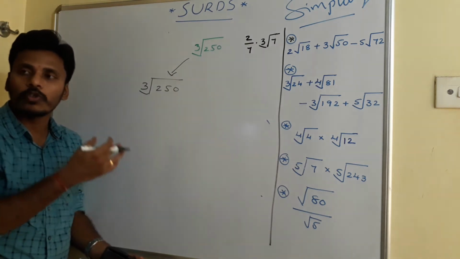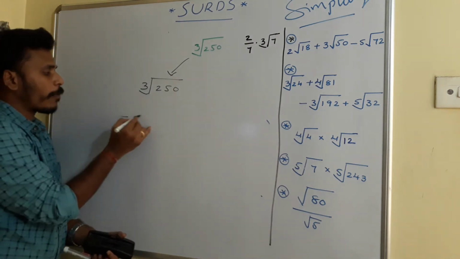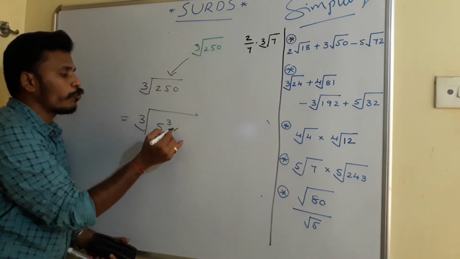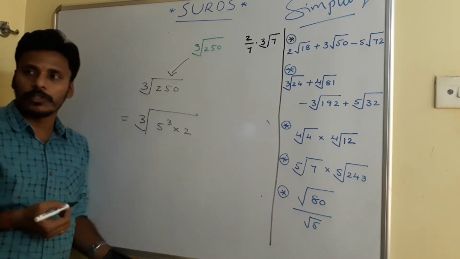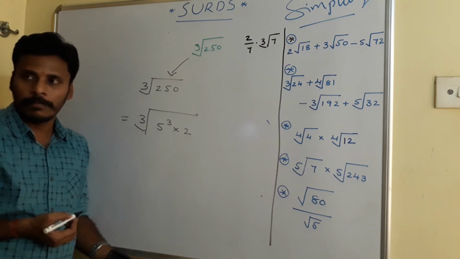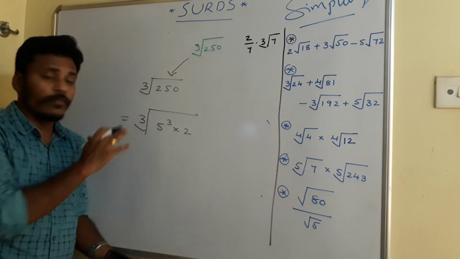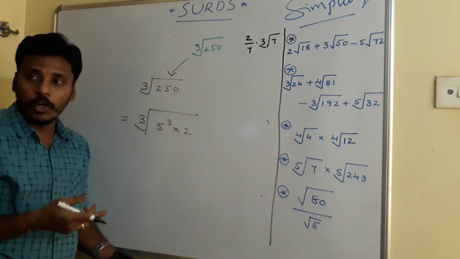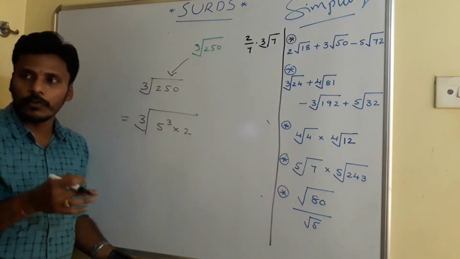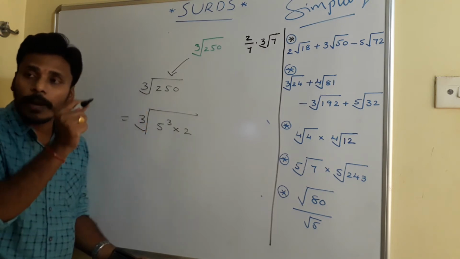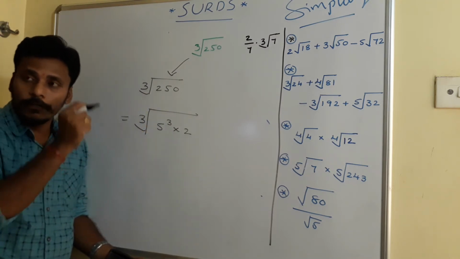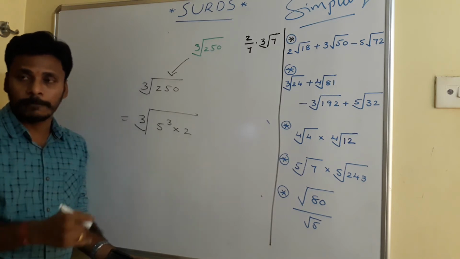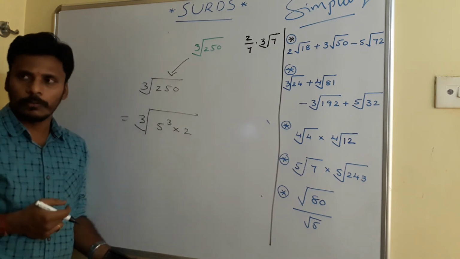If you don't know, you just go with the prime factorization, and I am writing it like cube root of 250 can be written as 5 cube into 2. 125 2s is 250, surely it's right. So 250 is 125 2s, and that 125 is 5 cube. Since I know it, I am writing like this. If you don't know this, then go for the prime factorization of 250, and automatically you will get 2 and then 3 5s. So this is 5 cube into 2.